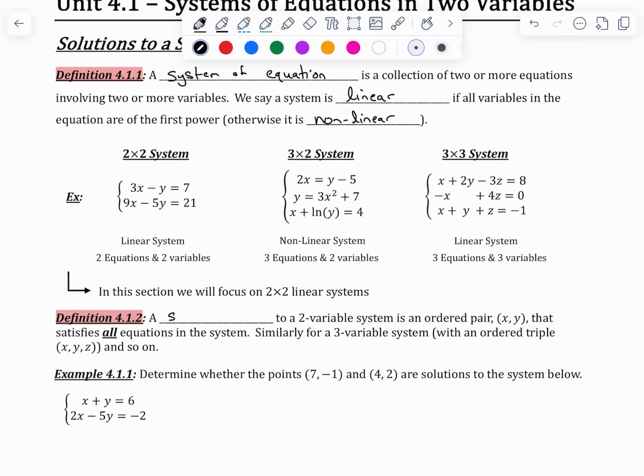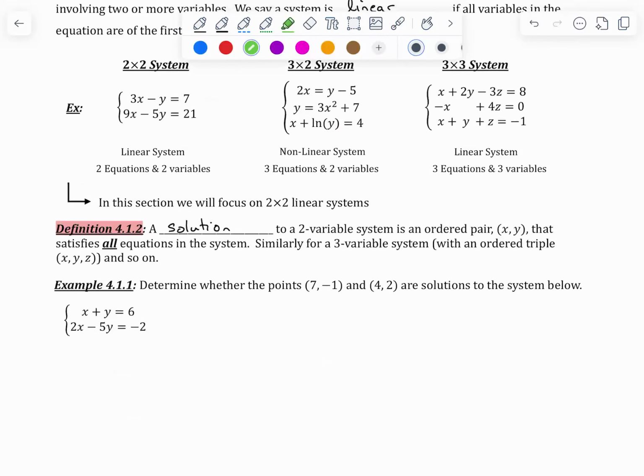A solution to a two variable system is an ordered pair, x comma y, that satisfies all the equations in the system. So this is a two variable system. This is a two variable system. And if we plug in an x and y combo and it solves it, then it's a solution to both. Like if it solves both equations, or all three equations in this case, then it is a solution to the system. Similarly, for three variable systems with an ordered triple, x comma y comma z, or a four variable system with an x comma y comma z comma w, and so on and so forth.